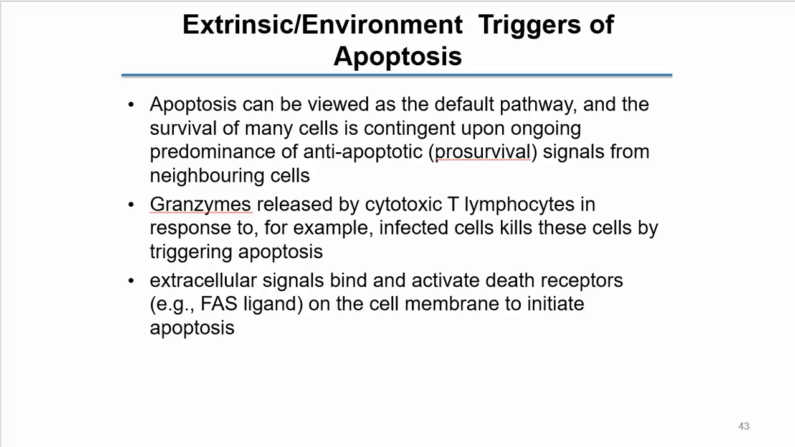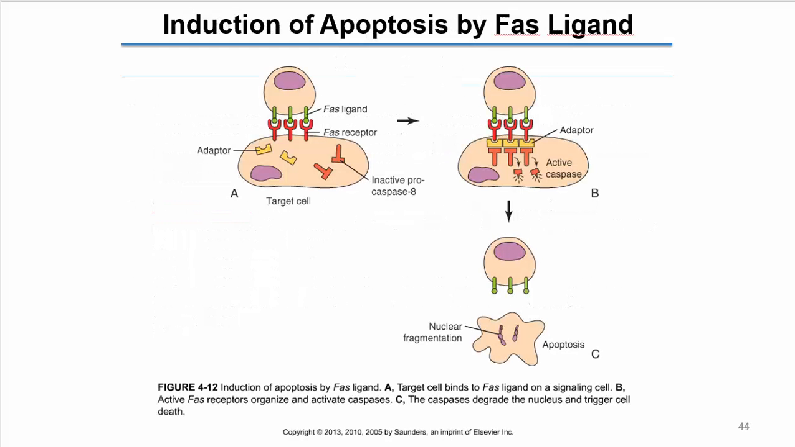Now, there are other extracellular signals, so the granzymes that we've already talked about, but there's also something called the FAS ligand. And when we look at it, really, who cares about the biochemistry of this at this point? Basically, this ligand, this signaler, will go to an FAS receptor on the cell, which will then activate a cascade of biochemistry that causes the cell to undergo apoptosis.